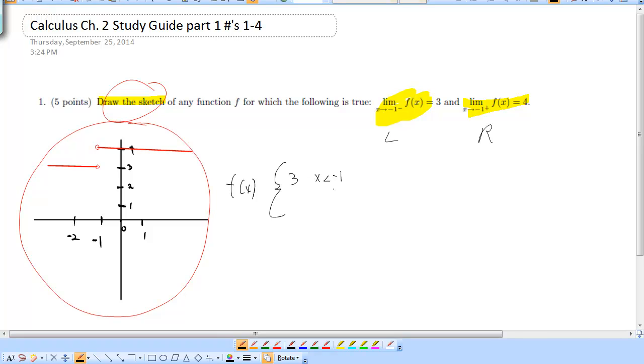It would look like a piecewise function. You'd have a little jump discontinuity at -1. Notice how your left limit and right limit don't agree. So it makes sense we'd be discontinuous.